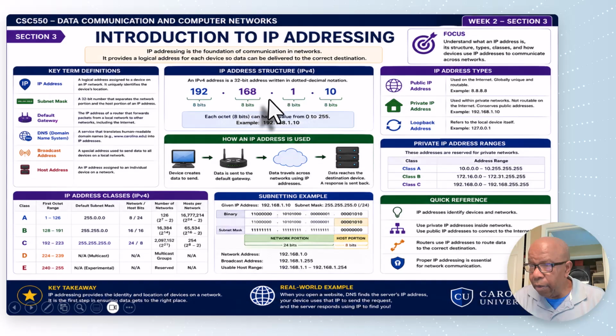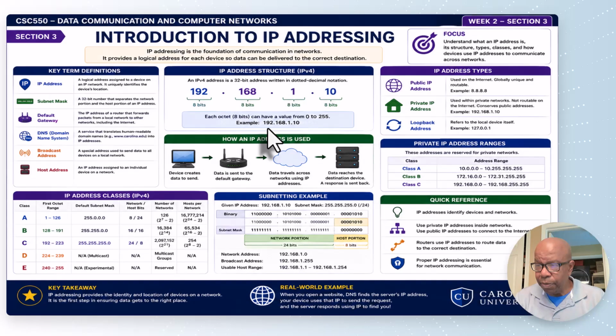Okay, the key thing here is this is the way the IP address is laid out. It has 8 bits, then a dot, 8 bits, then a dot, 8 bits, then a dot, 8 bits. Each part of the IP address is 8 bits long, okay? So each octet, 8 bits, can have a value from 0 to 255. So I can have an IP address as 192.168.1.10. You will find that on your laptop somewhere, what your IP address is when you connect to the network.